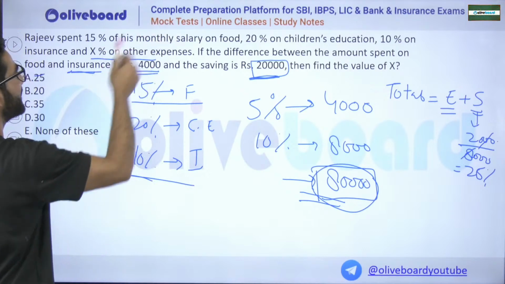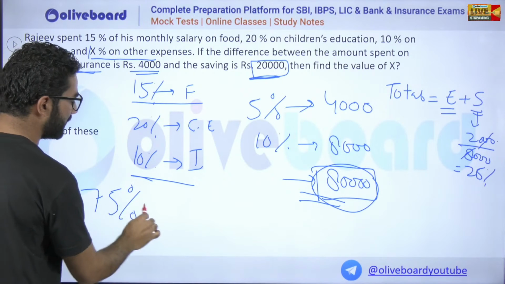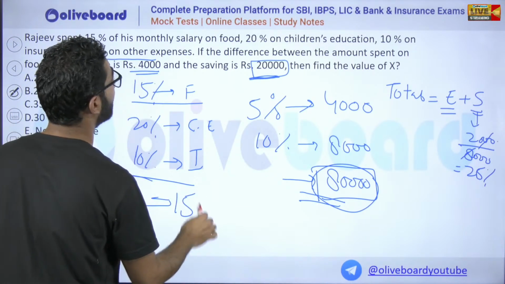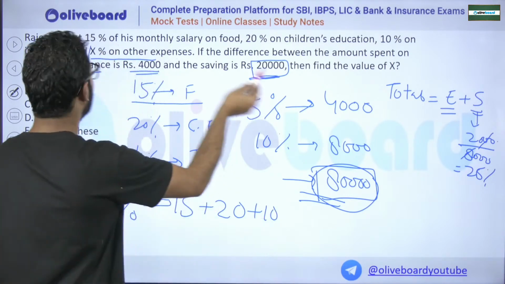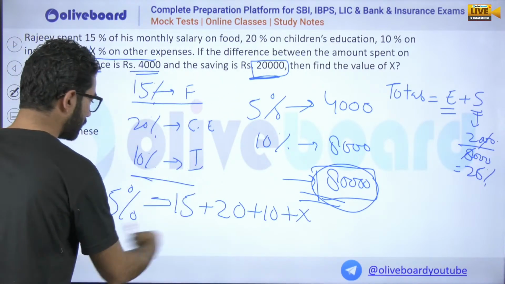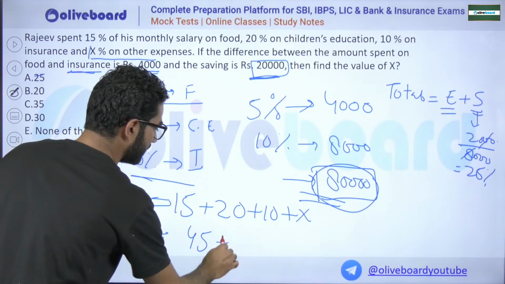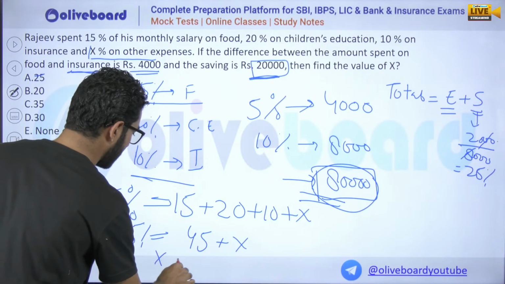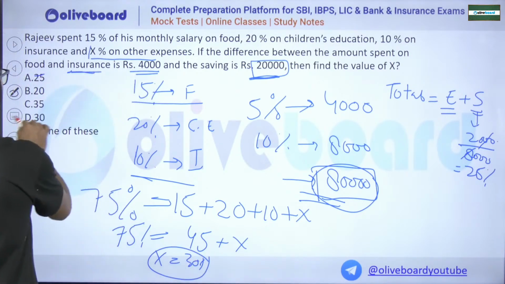Now how much will the expenses be? We have only 75 percentile expenses. Among that, 15% was spent on food, 20% on children's education, 10% on insurance, and X percentile on some other expenses. So 15 plus 20 plus 10 is 45 percentile plus X, that will be 75 percentile, and the value of X will be 30. And that was option D.